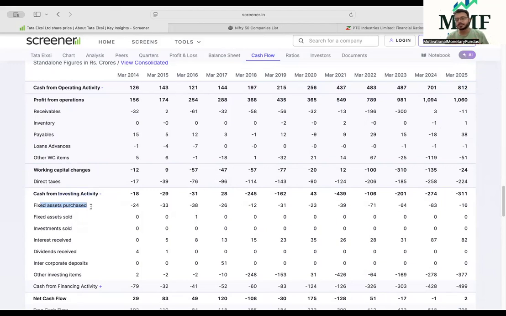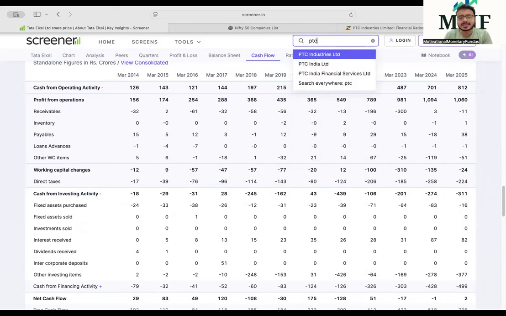Fixed assets purchased. My fixed assets have been purchased worth 16 crores. I have generated 812 crores from cash flow from the operations. 812 करोड़ का कैश मैंने कमाया है. And my expenditure has been 16 crores. Right? I can sufficiently fulfill that. मैं ये पैसा यहां से भी यूज कर सकता हूँ. ये हो गया अपना एसेट लाइट इंडस्ट्रीज.